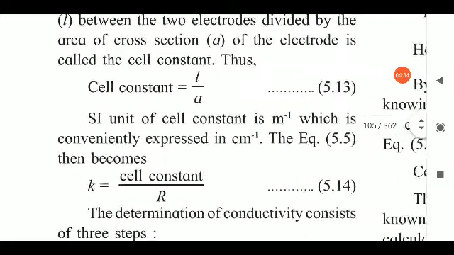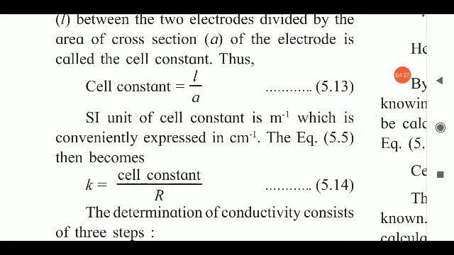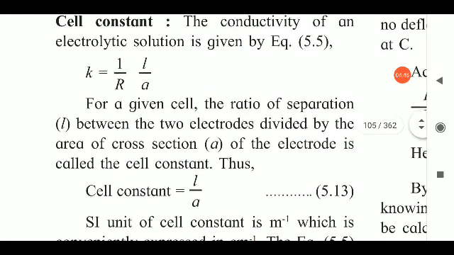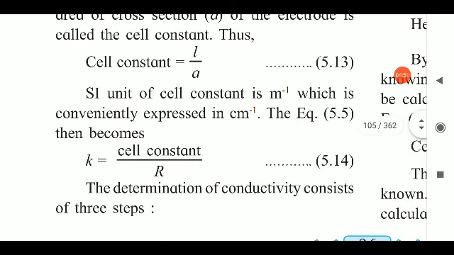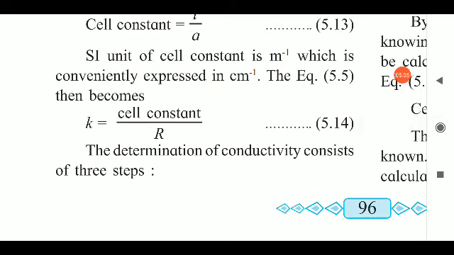Now students, the SI unit of cell constant is meter inverse, which is conveniently expressed in centimeter inverse. The equation 5.5 then becomes, means if you put this value in the above equation, then you will get K is equal to cell constant upon R. Suppose we set this cell constant as small b, then this equation becomes K is equal to b upon R. Now students, this equation we call equation number 5.14.